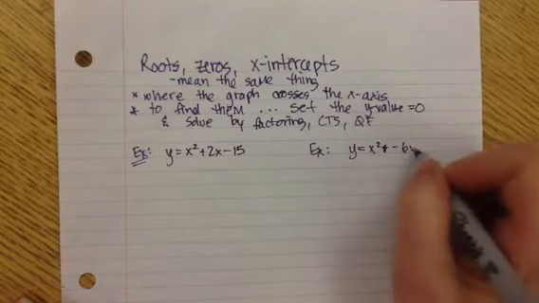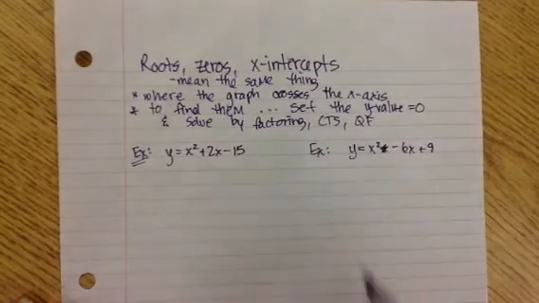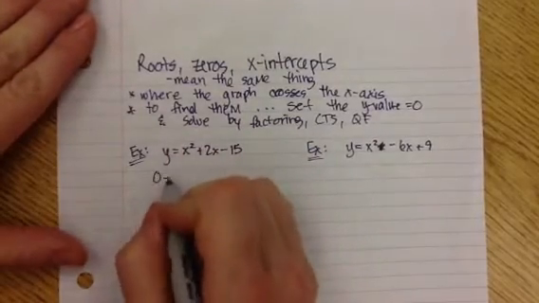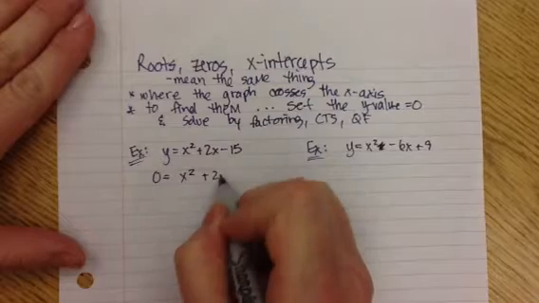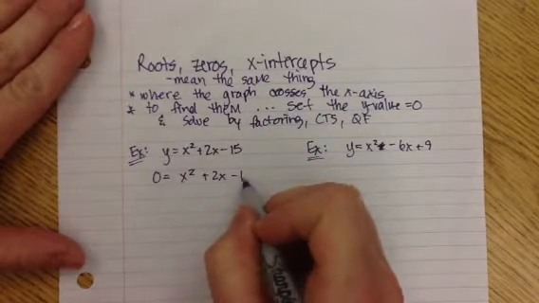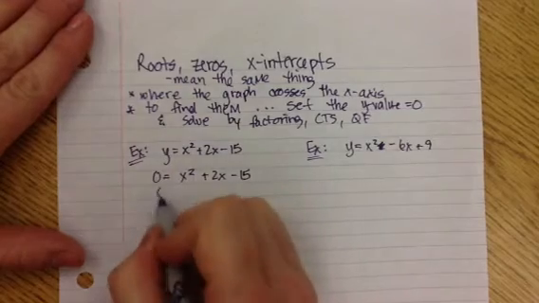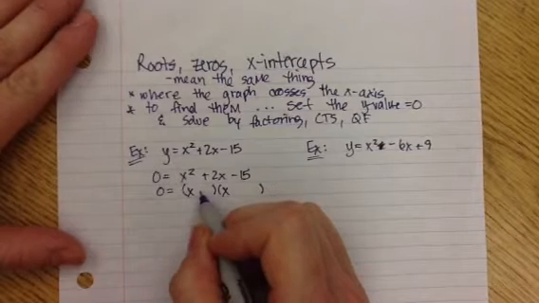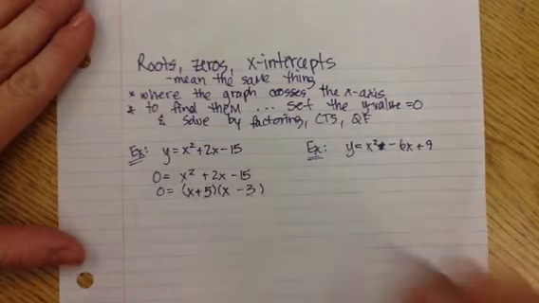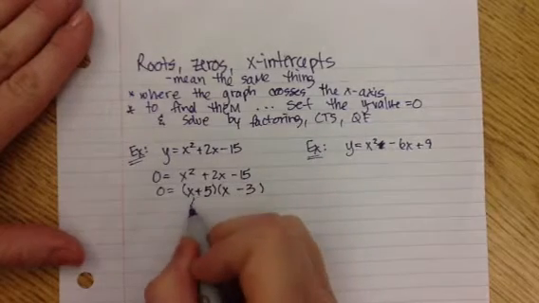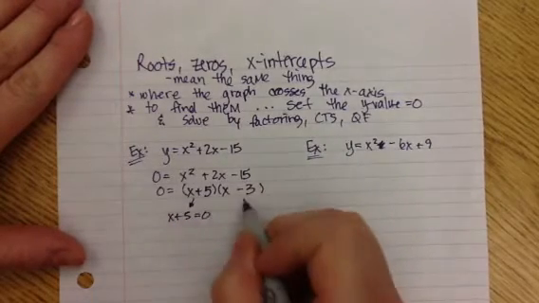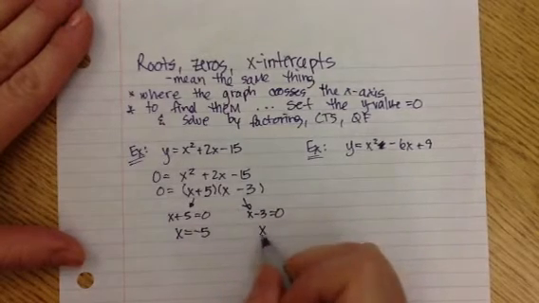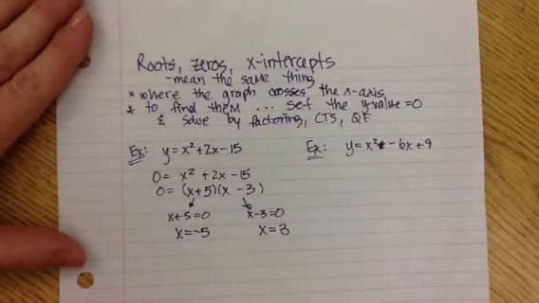Oops, that's going to be minus 6x plus 9. Just ignore that little scribble. So for this first one, we are going to set the y value equal to 0, and that gives us the equation 0 equals x squared plus 2x minus 15. We can solve this by factoring. So we'll have x plus 5 and x minus 3. And then remember that we set each factor that has a variable in it equal to 0 and solve, giving us x equals negative 5 and x equals positive 3.